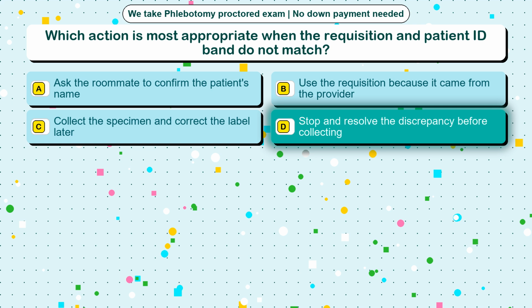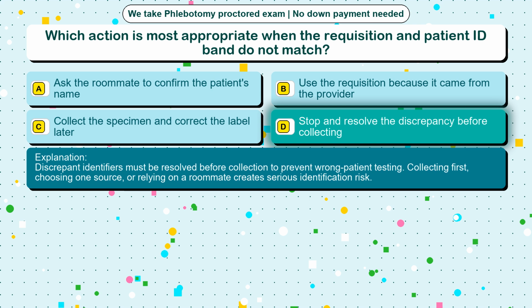The correct answer is option D, stop and resolve the discrepancy before collecting. Discrepant identifiers must be resolved before collection to prevent wrong patient testing. Collecting first, choosing one source, or relying on a roommate creates serious identification risk.